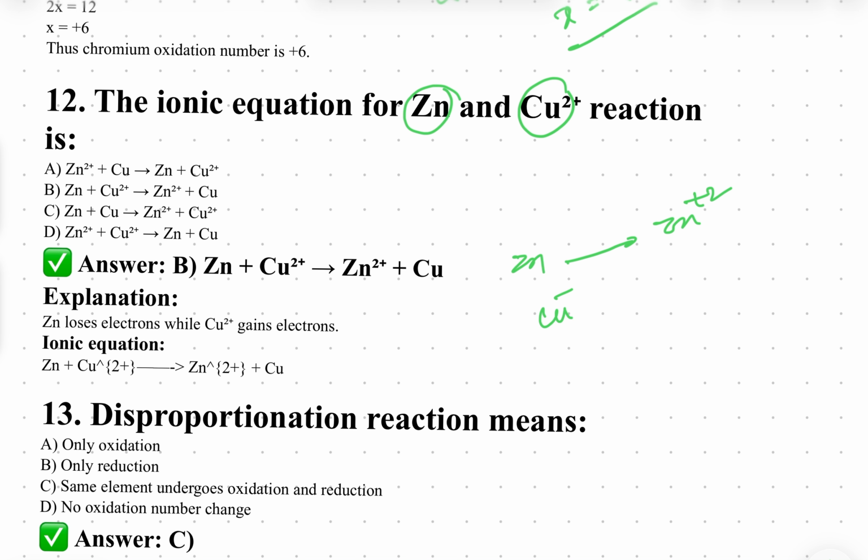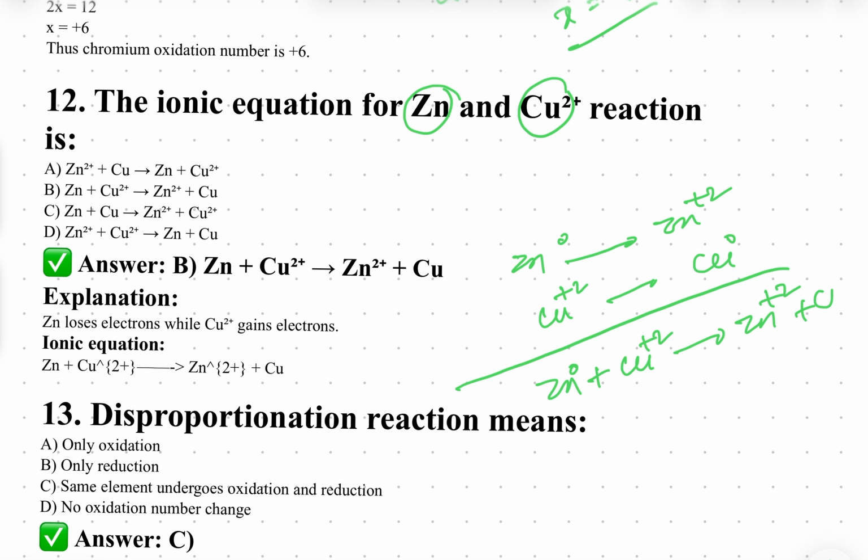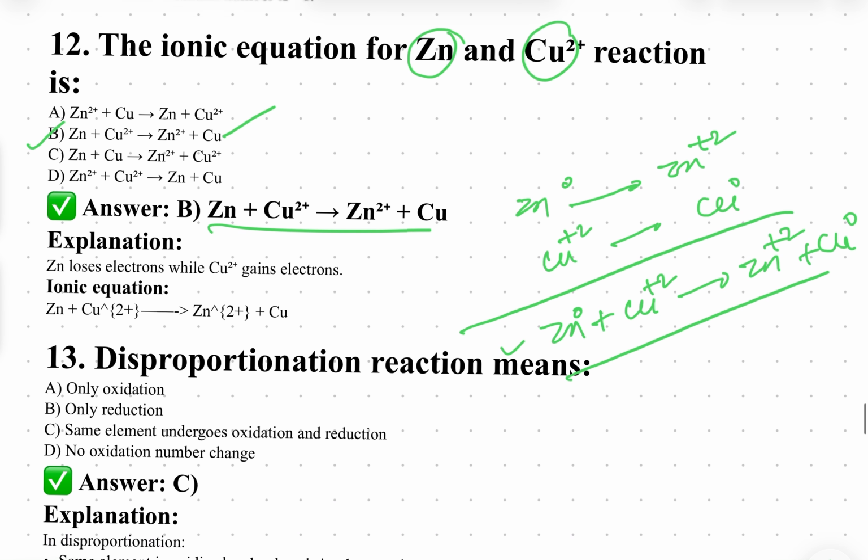Similarly, Cu2+ gives rise to Cu. Add both, and we'll get the answer. Therefore, Zn + Cu2+ gives rise to Zn2+ + Cu. So where is this equation? Yes, which option? Option B is correct. So that is your answer. Clear? This is an easy one.